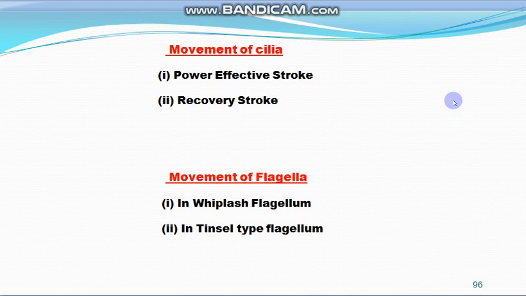And the tinsel type flagellum refers to the flagellum with lateral hair, and the lateral hairs are known as the Flimmer filaments. So this type of flagellum has lateral hairs, and in this flagellum the movement of the organism is towards the movement of the flagellum. So these are the two types of flagellum, and in these types there is a difference in the movement.